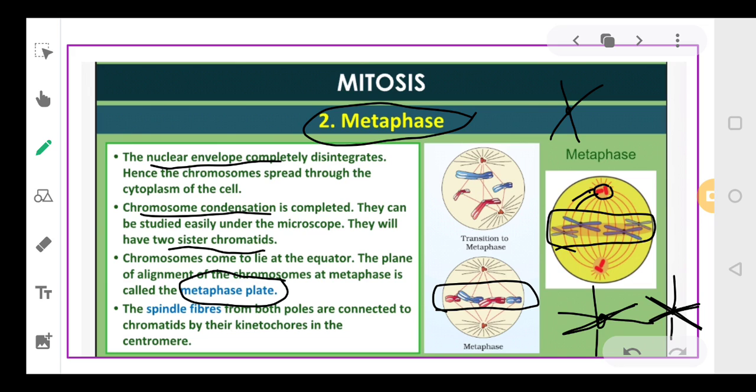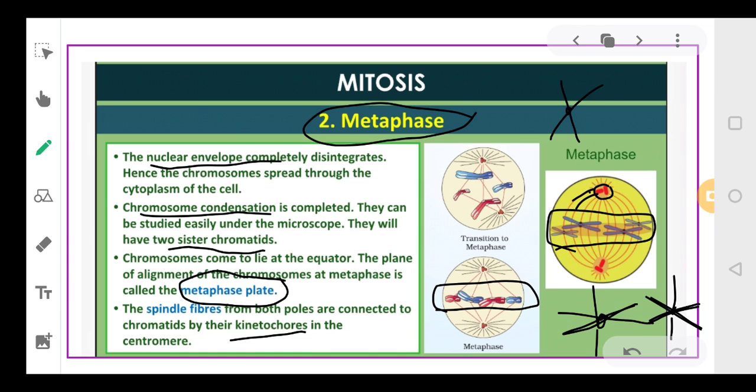दोनों साइड से स्पिंडल फाइबर्स जो हैं वो आकर आपके सेंट्रोमियर से काइनेटोकोर से अटैच हो जाएंगे, राइट? क्लियर एवरीवन? The spindle fibers from both sides will attach to the centromere part of the chromosome. In the centromere, there is a part which is called kinetochore. Centromere जो है structure, inside it there is a part which is called kinetochore. तो आपके सारे spindle fibers वो kinetochore से attach हो जाएंगे.